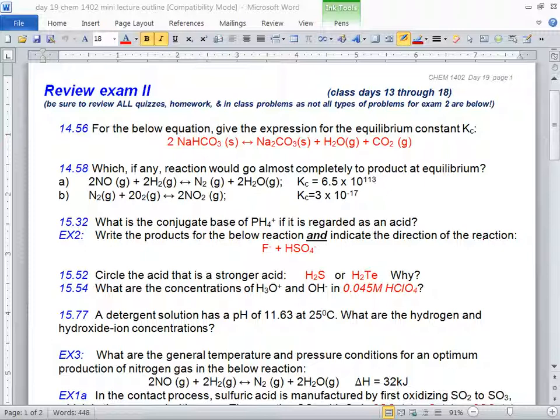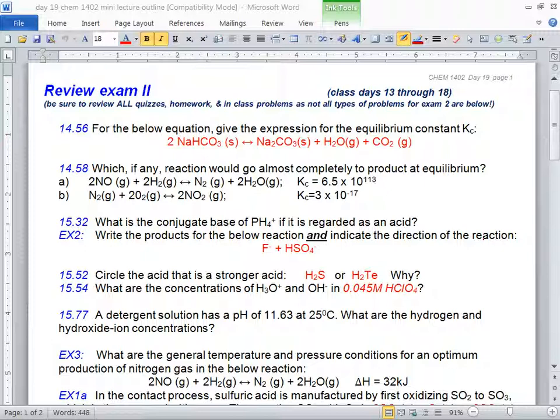Just remember, I tried to get problems of every nature in these reviews, and on the help session, something could be missing, but you're guaranteed to hit everything if you look at all the quizzes and homework and in-class problems. So that's all wide open to get the exam. It's going to be problem-based, just like before.